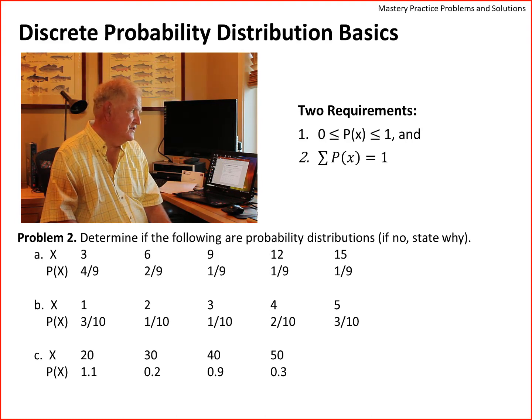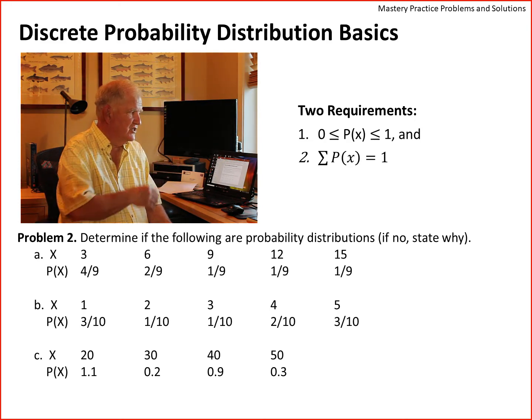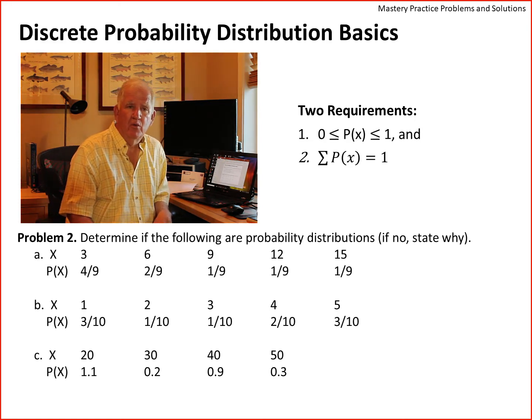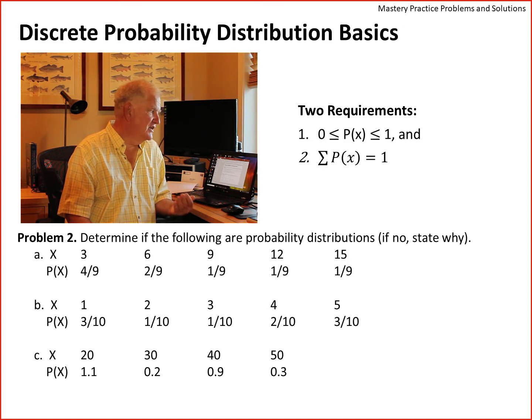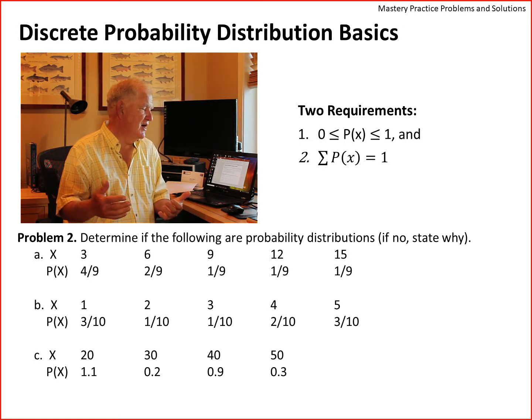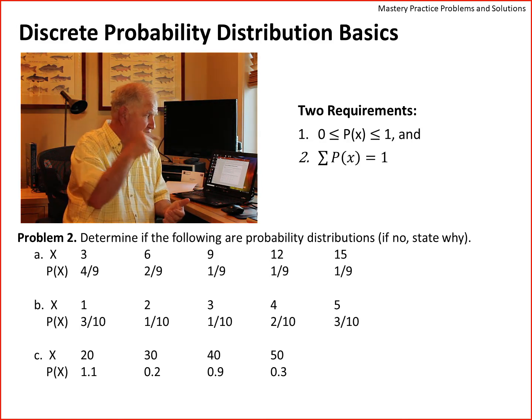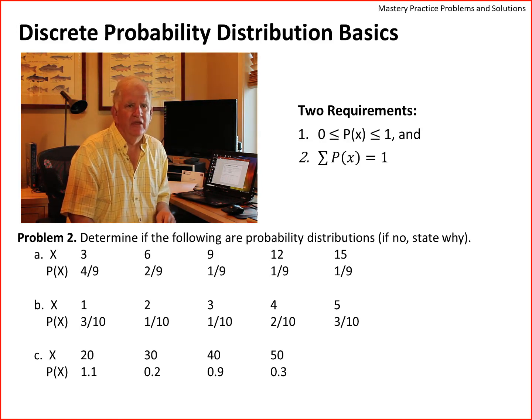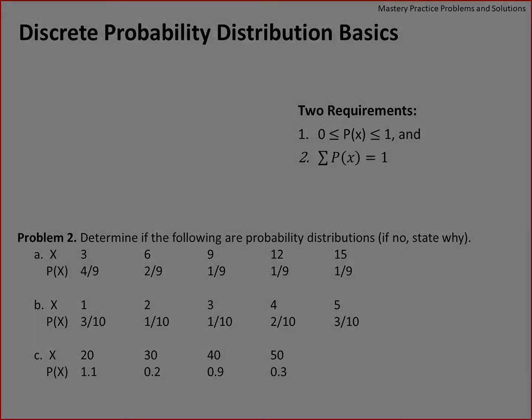But if I go look down at C, C is challenged, because right off the bat, the first probability underneath the first x value 20 is 1.1. Thank you for playing the game. That is a probability that is outside its range. At 1.1, everything else is positive, you're not even going to add up to 1, but you've got a value that is not in the range 0 to 1. C is not a probability distribution. Okay, on to problem 3.